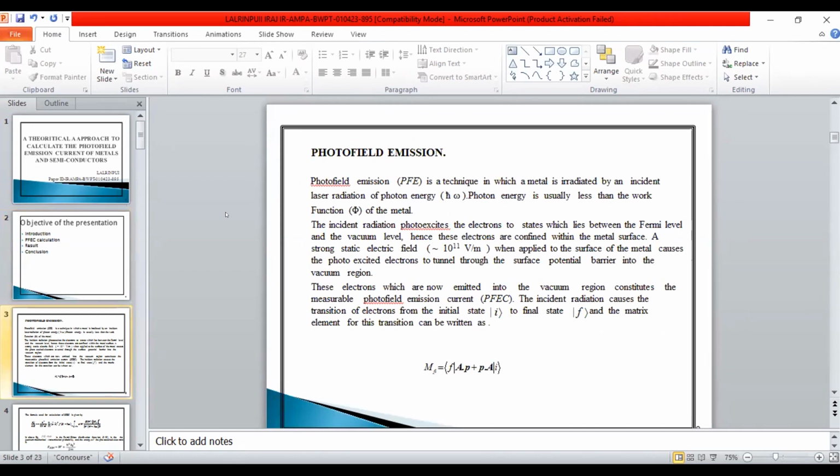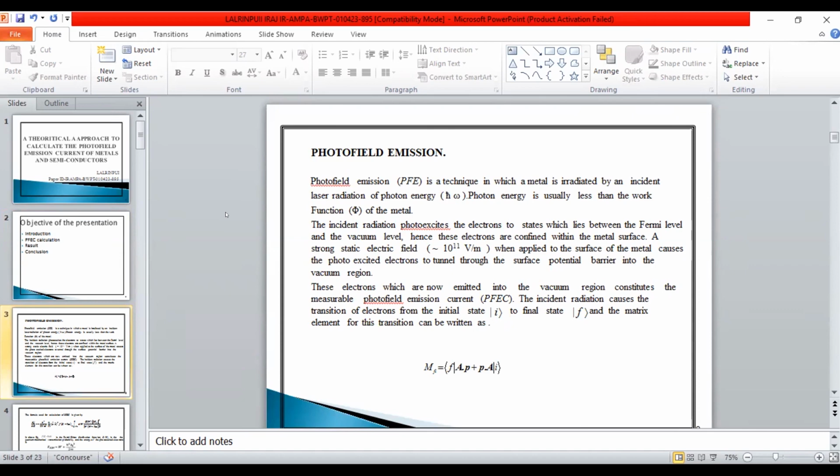Photofield emission is a technique in which a metal is irradiated by incident laser radiation of photon energy ħω. Photon energy is usually less than the work function φ of the metal. The incident radiation photoexcites the electrons to states which lie between the Fermi level and the vacuum level. Hence, these electrons are confined within the metal surface.